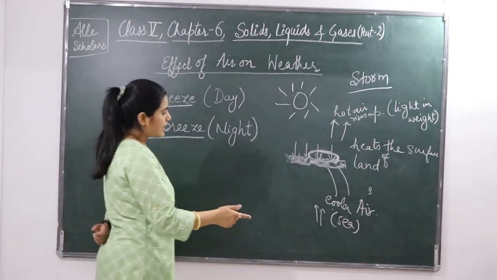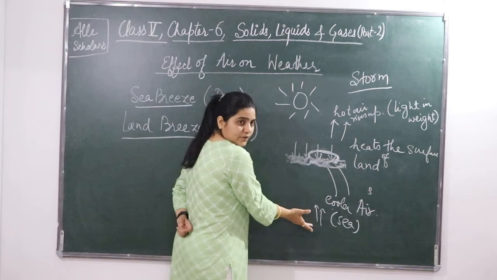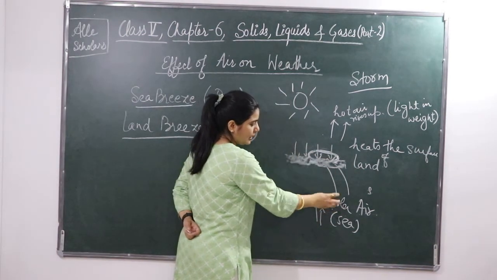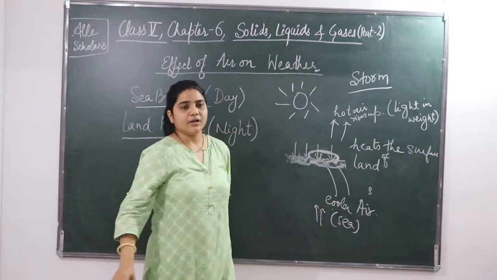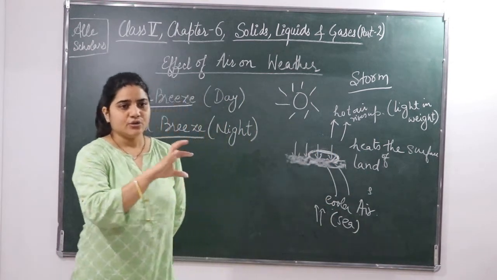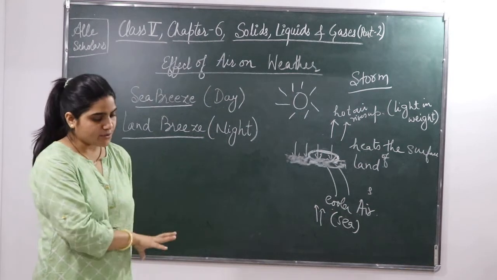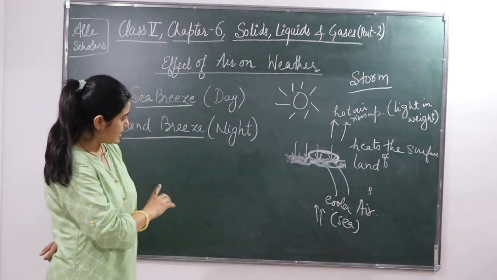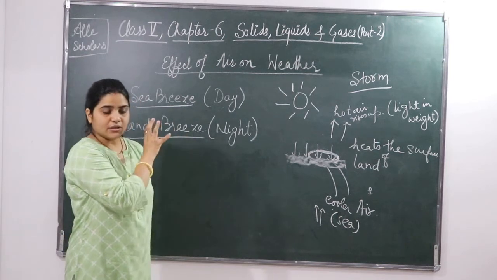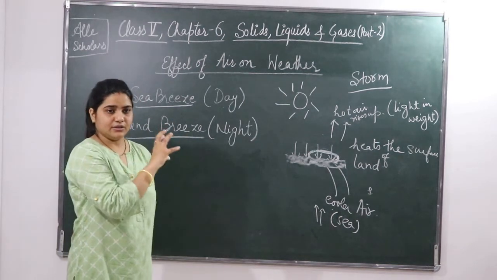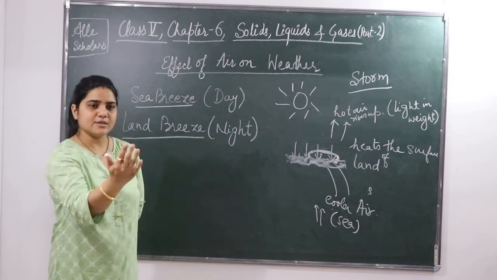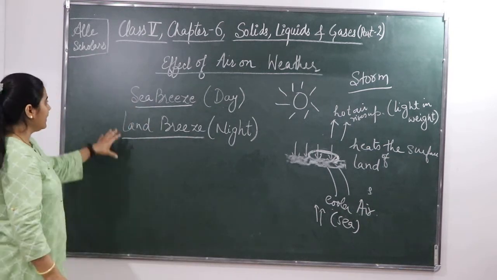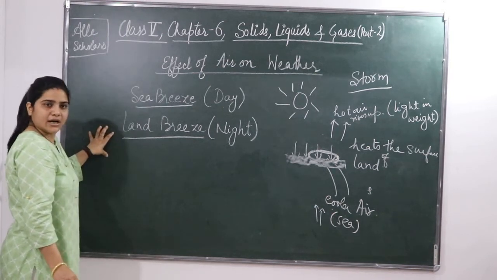तो अब क्या होगा कि सी का सरफेस हॉट है तो द हॉट एयर विल मूव फास्टर, इट विल राइज अप and the cool air from the land will come to the sea to cover the vacant space. Okay, so to take the place of the rising warm air, this always happens that the place of the warm air is being covered by the cool air, and because of that sea breeze and land breeze occurs.